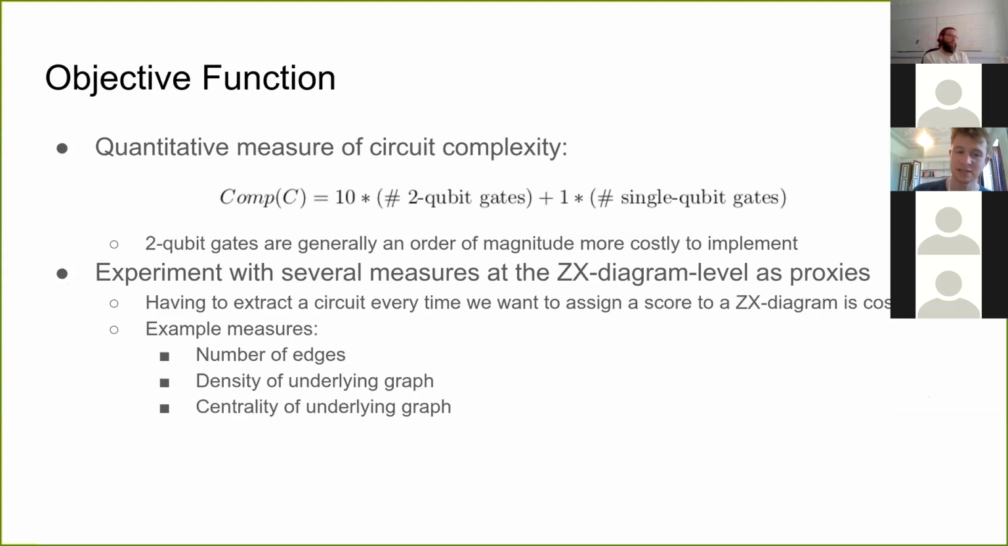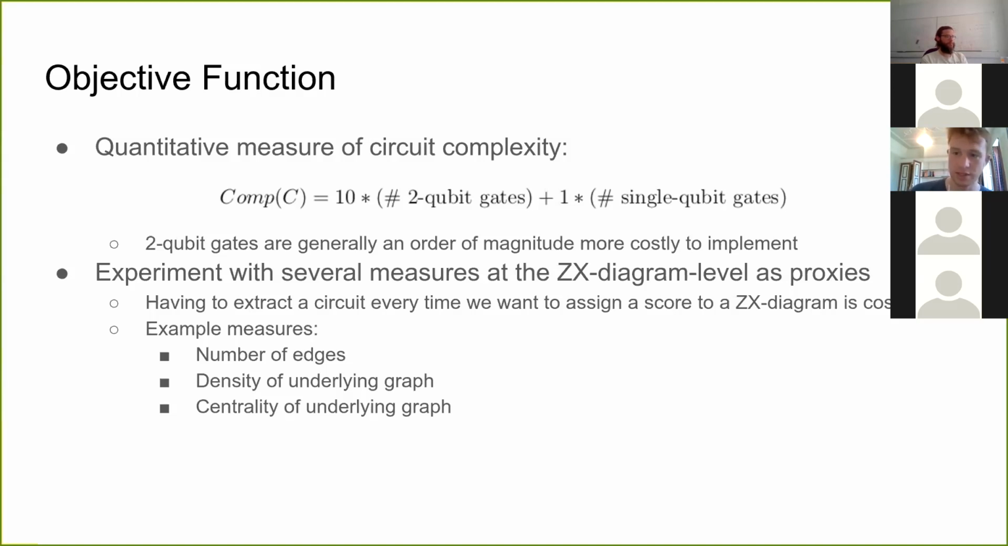And this 10 scaling factor is an artifact of 2 qubit gates generally being an order of magnitude more costly to implement. Cost in terms of the noise they introduce in the circuit. In addition to this, this is a well-defined measure of circuit complexity, but the issue is that every time you want to measure a diagram, you have to extract the circuit from it, which is costly.